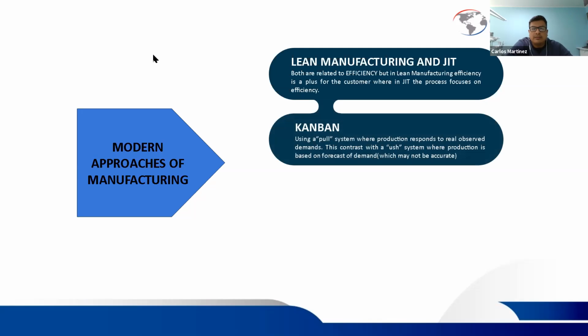The next one is Kanban. There are a couple of aspects we're going to mention that come from Japan, because, as you know, they are one of the leading countries in what relates to efficiency. If you see the label "Made in Japan," this by itself tends to be a certificate of quality, because of the standards that they follow. So, using a pull system where products respond to real observed demand.